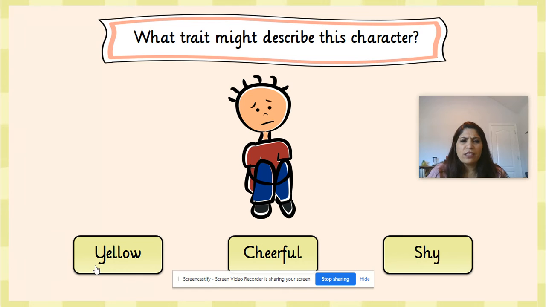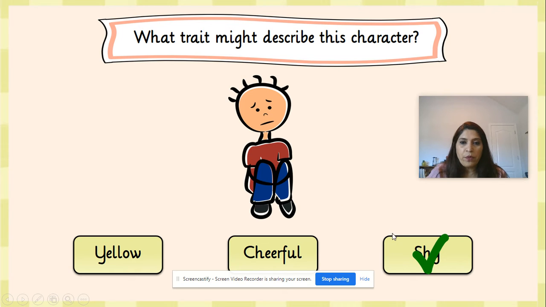Do you think this character is yellow? Well, it doesn't look yellow to me when I look at the picture. Do you think the character is cheerful? Well, when I look at the face, it does not look cheerful to me. But I can tell that yes, the character is shy because look at the body, the way he is sitting. This kind of composure or this kind of view tells me, oh, the character is shy.